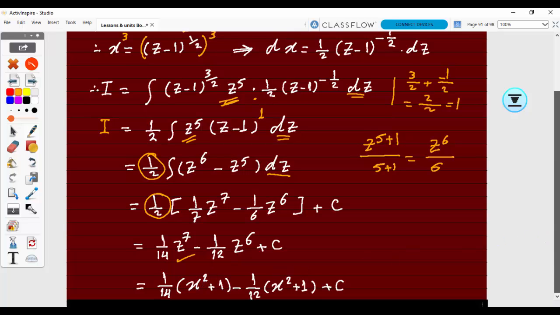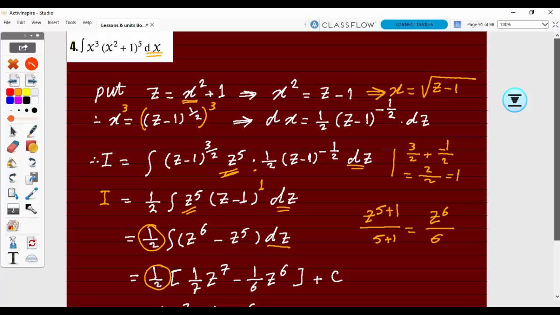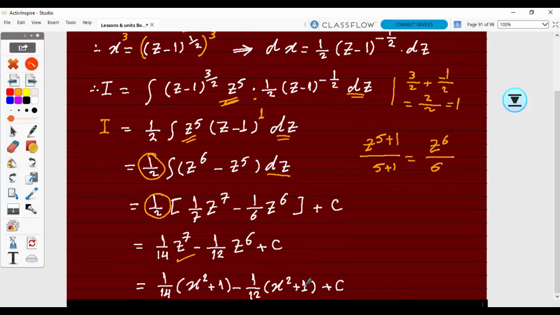Substituting z equals x squared plus 1. It is from the beginning, we assumed that z equals x squared plus 1. So we have 1 over 14 (x squared plus 1) all power 7 minus 1 over 12 (x squared plus 1) all power 6 plus c.